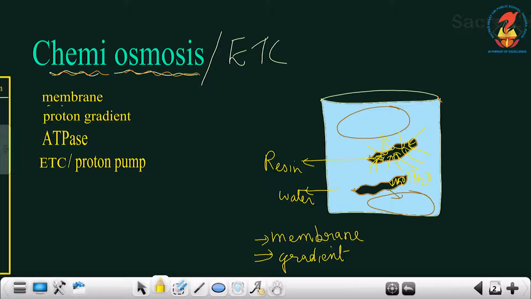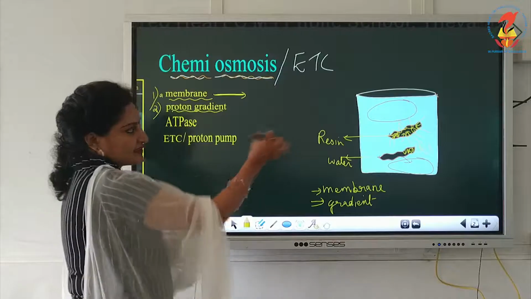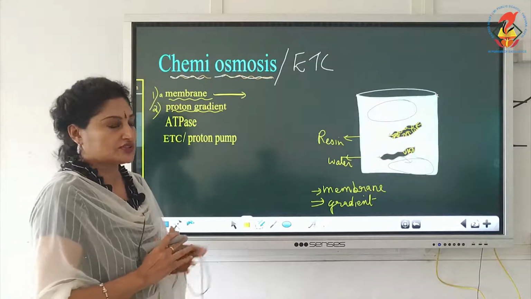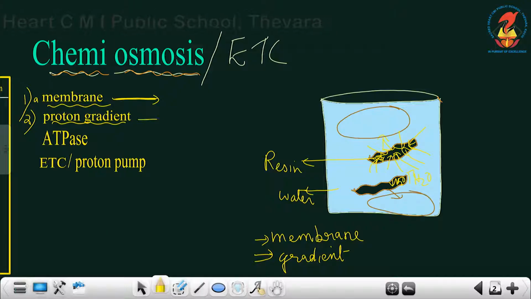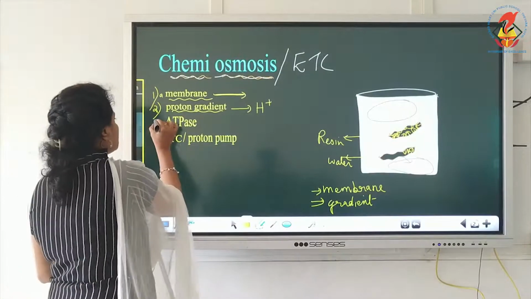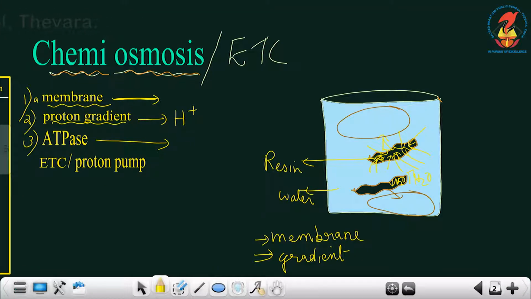So the first requirement is a membrane. As I told you, the first requirement for chemiosmosis is a membrane, and the second requirement is a proton gradient, as there water moved from a region of high concentration to a region of low concentration. Here also requires a proton gradient, and remember, proton gradient is H plus gradient between two regions. Then the third requirement is ATPase.